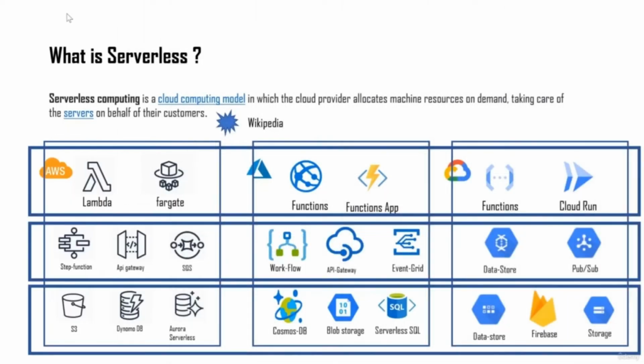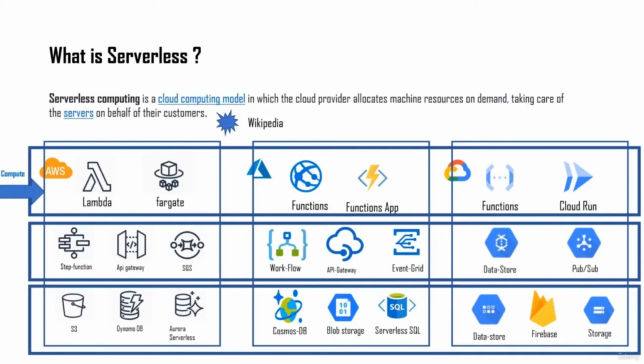So serverless computing is a cloud computing model in which the cloud providers allocate machine resources on demand and take care of servers on behalf of the customers. So when we think about serverless, we generally think about services like Lambda if you're working in AWS, or Function App if you're working in Azure, or Cloud Functions if you're working in GCP.